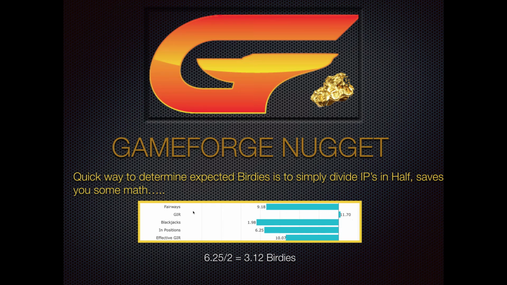I always check the number of GIRs to in position. What's that ratio? I divide that in half, and I look at possible birdies, and I also look at out of positions. How many times were they out of positions? So just with that quick snapshot, you get a really good sense of ball striking and what they did for the day.